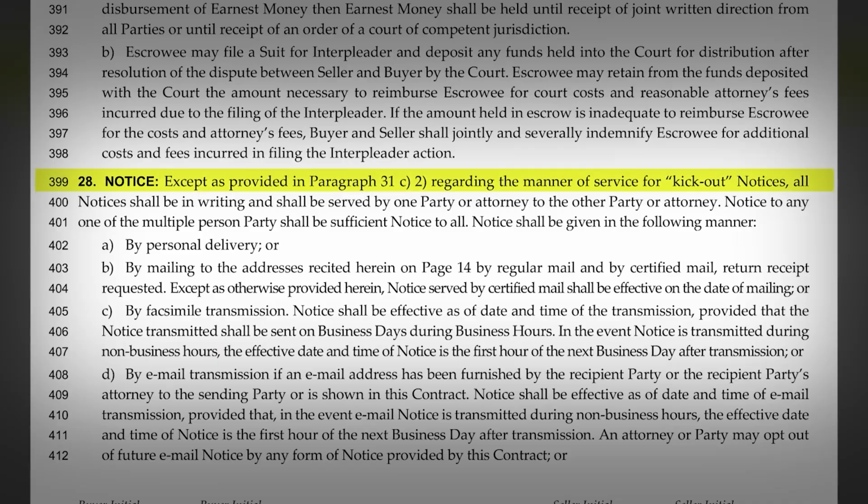Page 9 again, paragraph 28 is notice. The notice requirement on the page, paragraph 28, talks about what is the notice you have to give and the ways you can provide that notice via electronic, email, mail, postal service, commercial, overnight, FedEx.